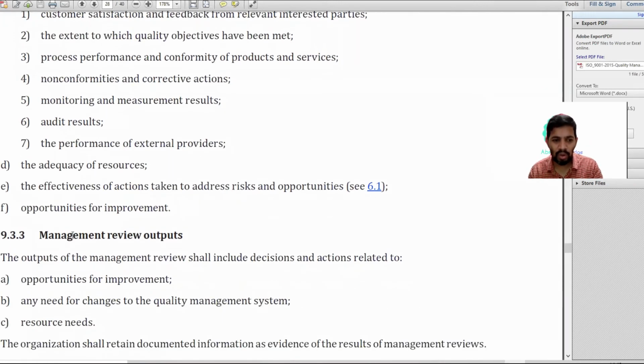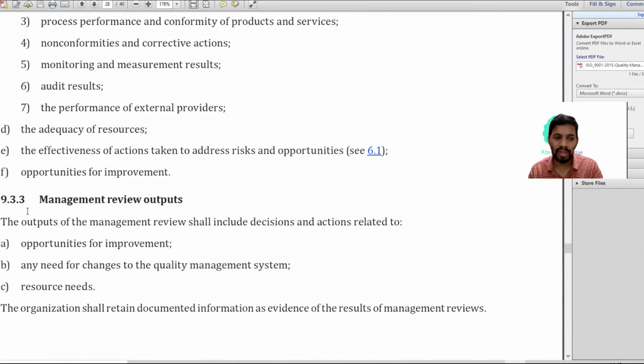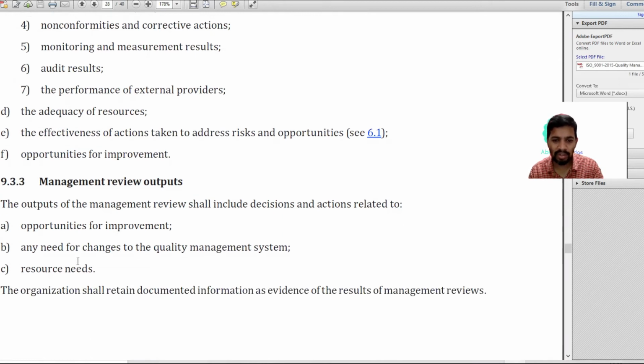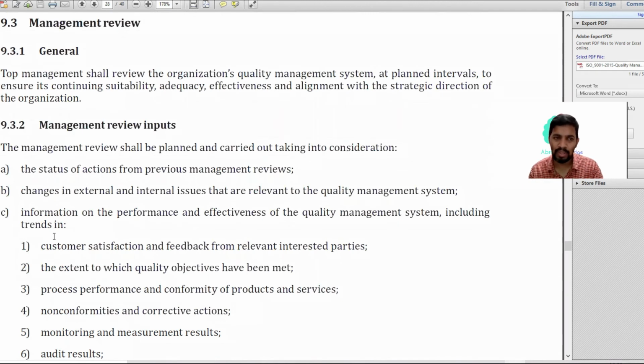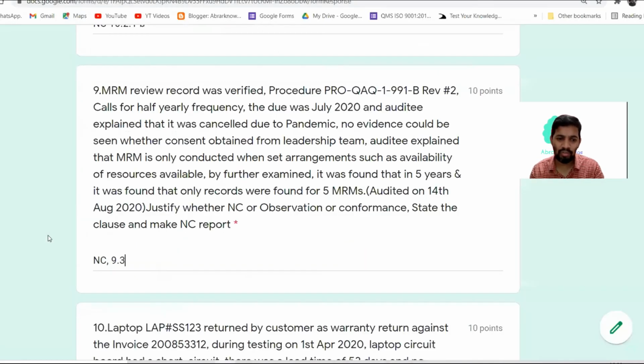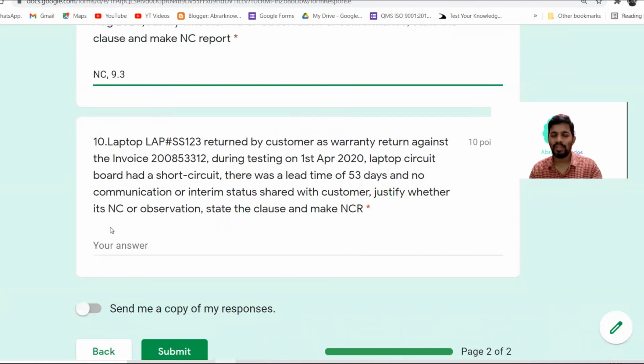But what we need to look at now is the output, right? 9.3.3: the outputs of the management review shall include decisions and actions related to opportunities for improvement and all that. They also need to revise that procedure, if it is not feasible to do half yearly, to do it only yearly. So I would like to give the parent class number 9.3. The last question, here we go.